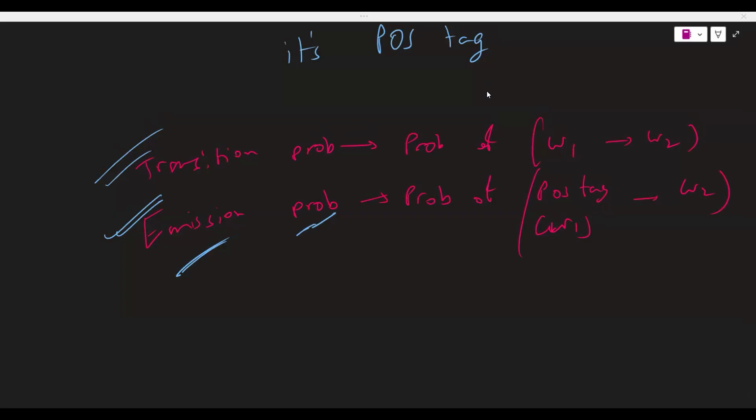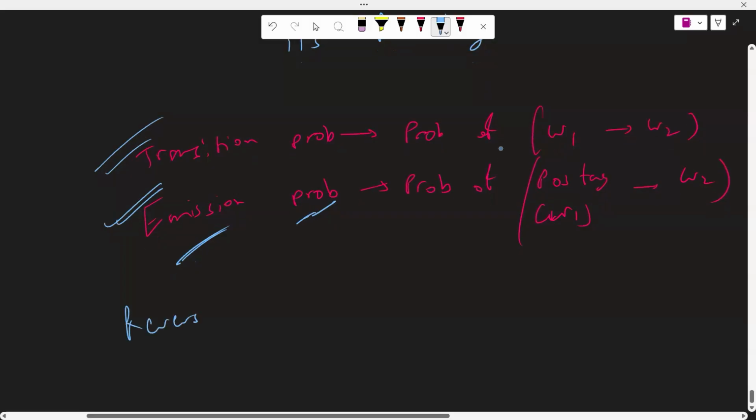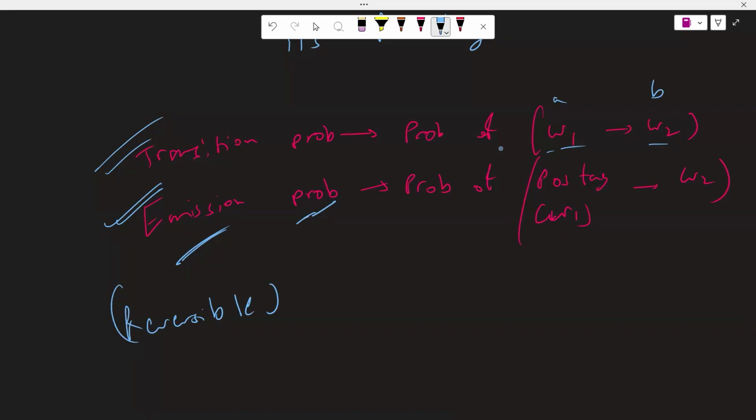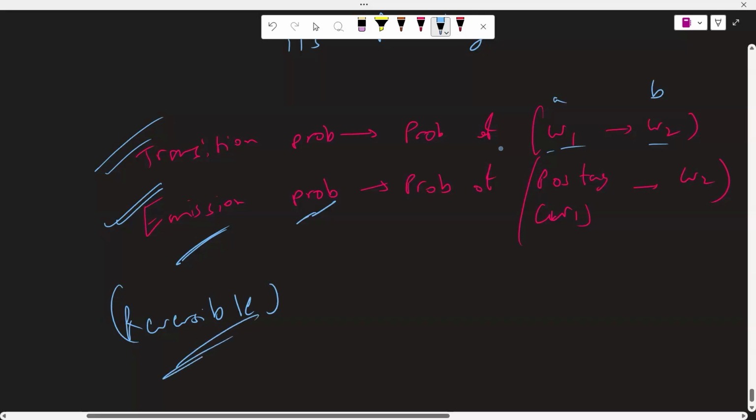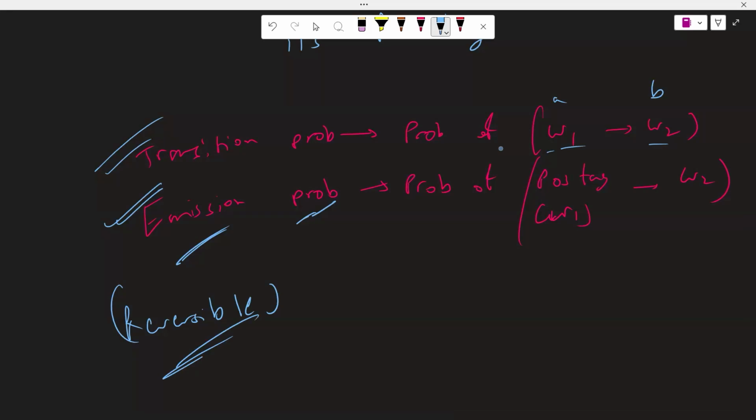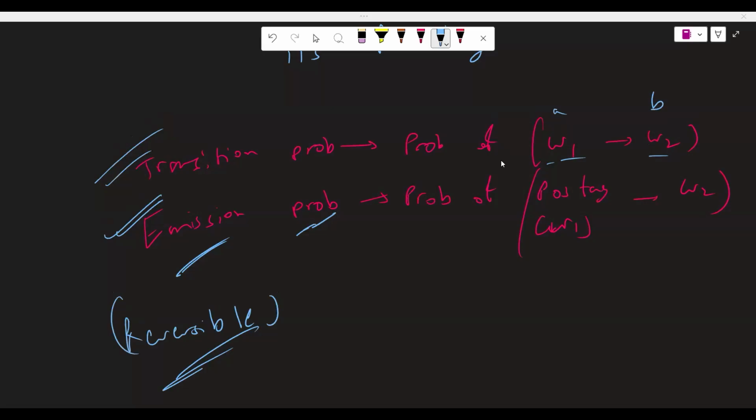Okay, and this is reversible. That means if you change A and B, like this is A, this is B, if you change this, the final answer won't change, because at the end you'll be computing the total probability. You'll be taking a multiplication of all the probabilities to get the final probability. I'll talk about how we compute the total probability.